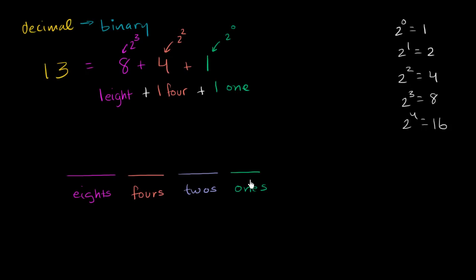So let's go through it. How many 1s do I have? Well, I have 1 one. So I write that there. How many 2s do I have? Well, in this representation, I don't have any 2s. The way I've written it, I have an 8, I have a 4, and a 1. So I'm going to put 0 twos. How many 4s do I have? Well, I have 1 four. And how many 8s do I have? Well, I have 1 eight. So the 13 written in decimal, if I were to write it in binary, is 1101.